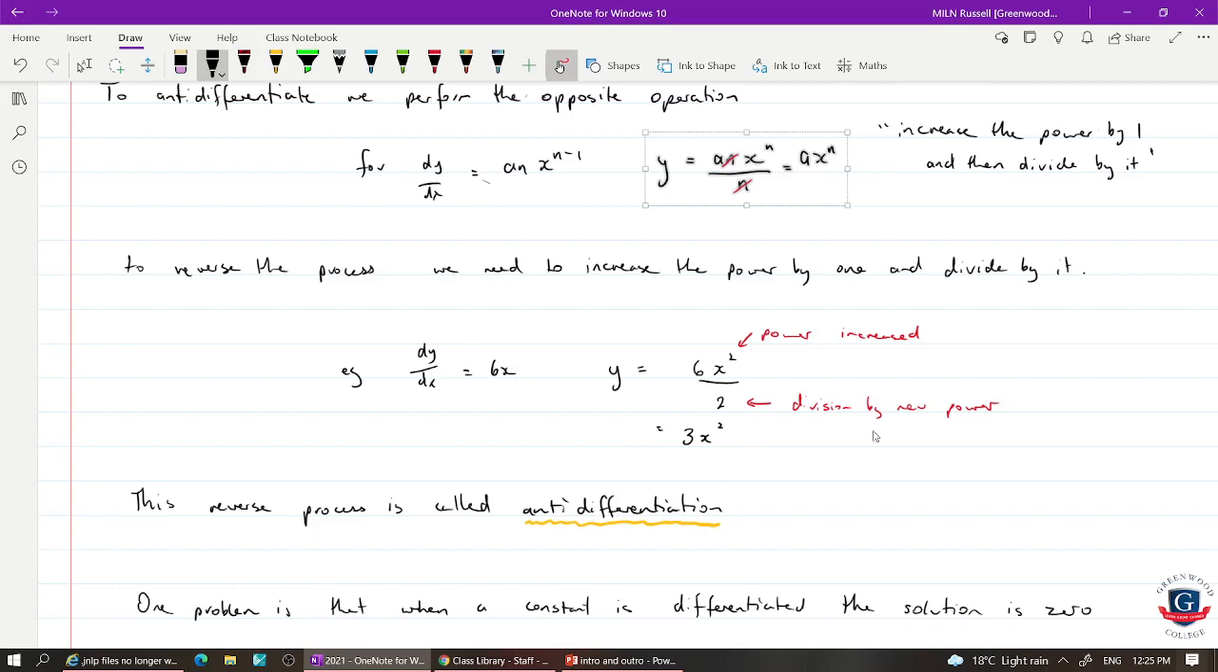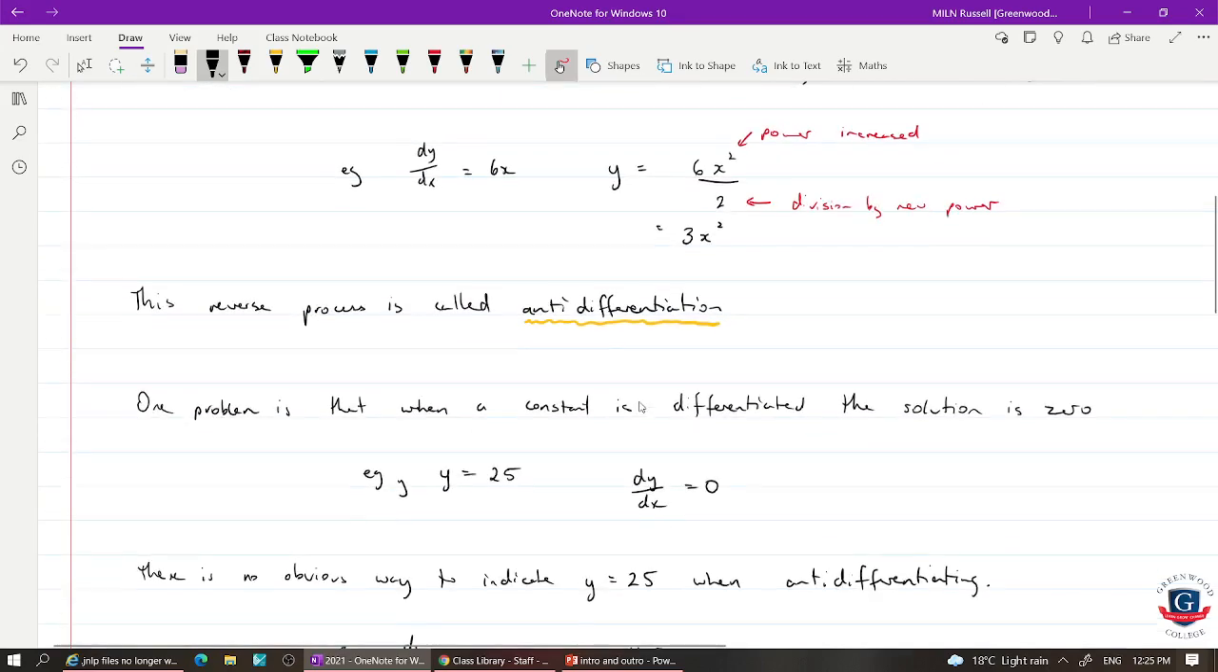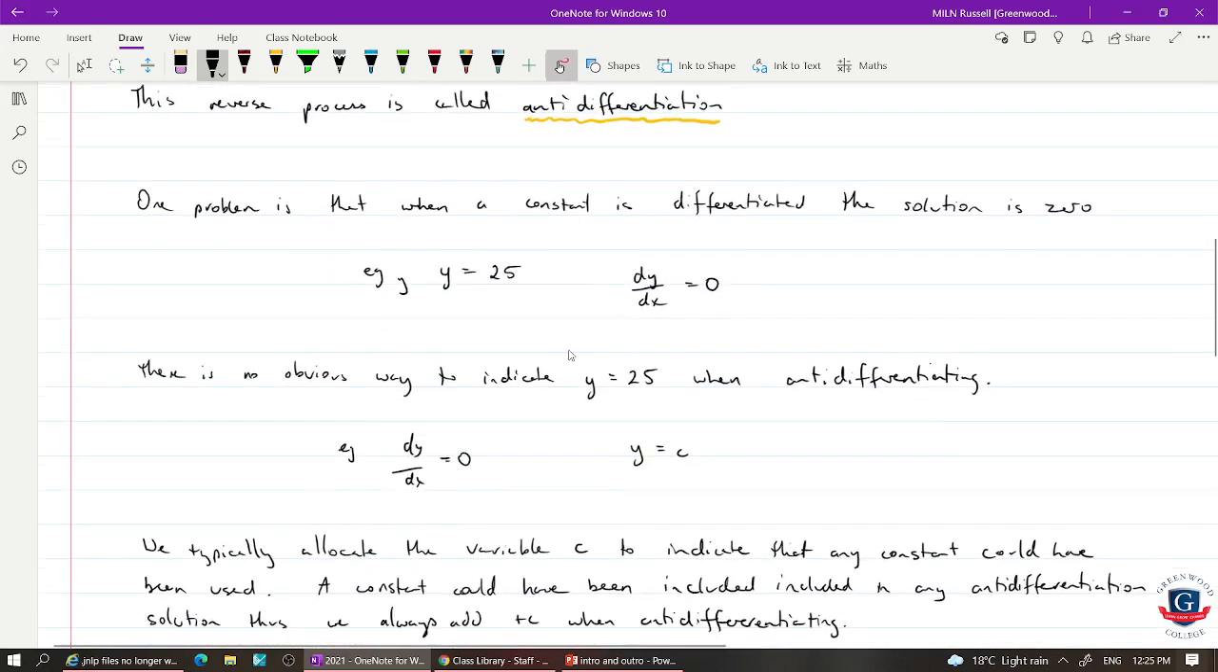Now this reverse process is called antidifferentiation, and after we look at Riemann sums, we'll look at integrals, which is a very similar operation and a lot more useful in general. So, one problem that we have is that when we differentiate a constant, we get 0, which sounds fine, but from 0, our antidifferentiation process won't give us back 25. In fact, what it'll say to us is that it can be any number at all.